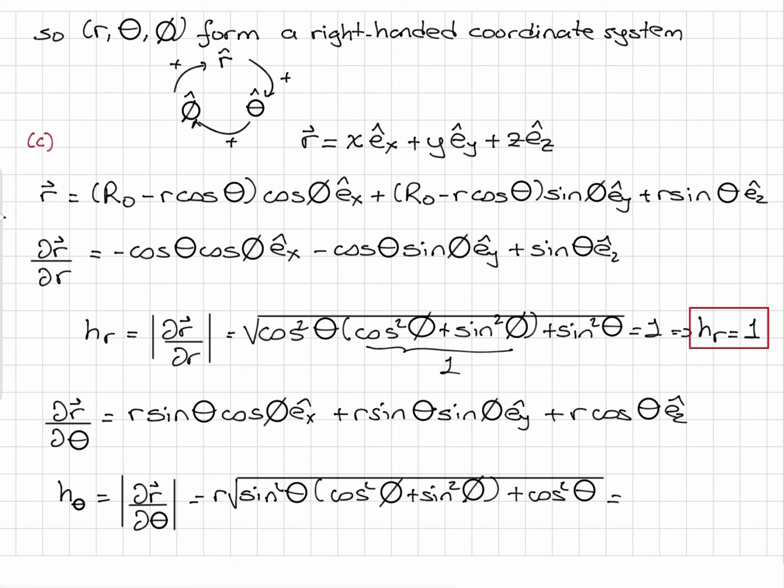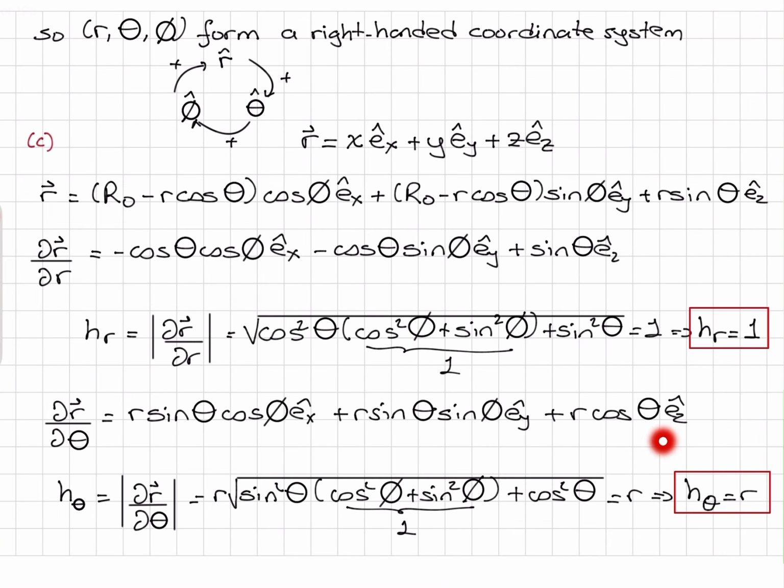And similarly, cosine square plus sine square is equal to 1 here, and I obtain again cosine square plus sine square, which is 1. Therefore, the scale factor is r. So h sub theta is equal to r. And let's work on phi now.